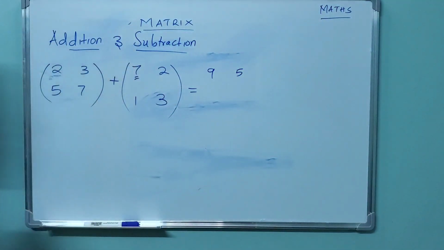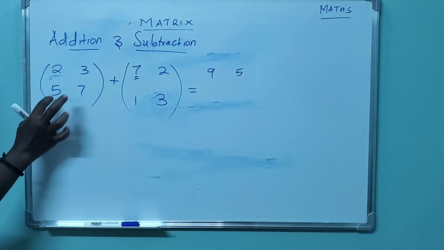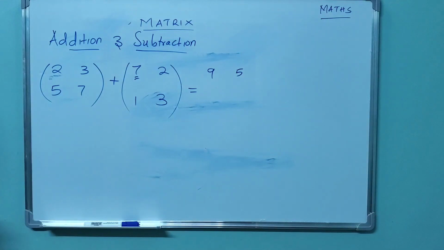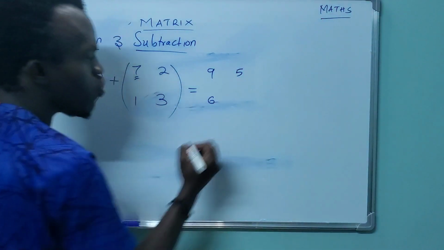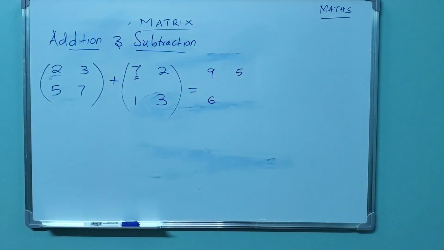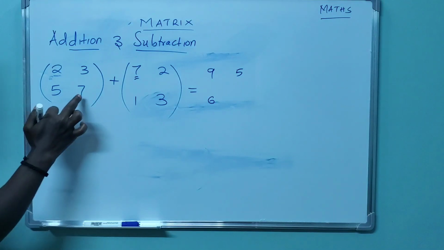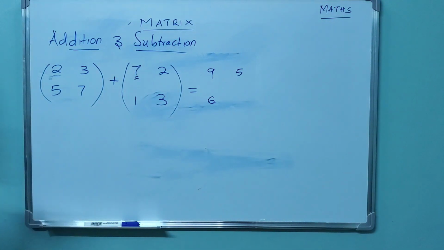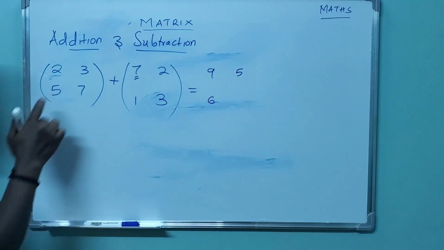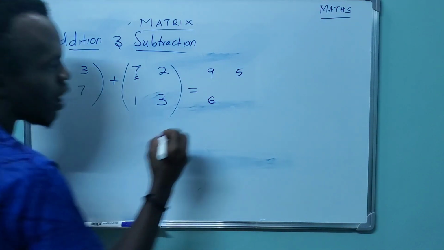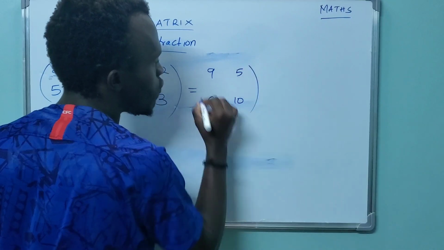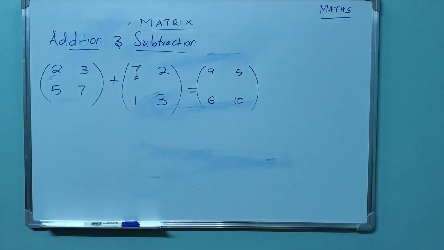Then again, for the 5, I'm going to have 5 added with 1, whereby I'll have 6, because 5 and 1 are in the same position on those two different matrices. Also 7 and 3 are located in the same position on those matrices, which means if I add 7 plus 3, I'm going to have 10. So the addition of matrix 2, 3, 5, 7 and matrix 7, 2, 1, 3 is going to give us the matrix 9, 5, 6, 10.